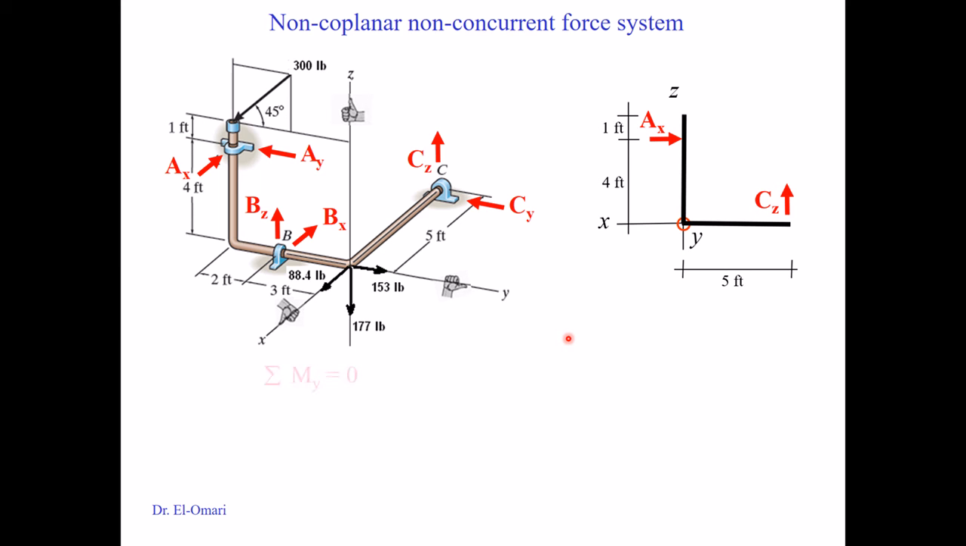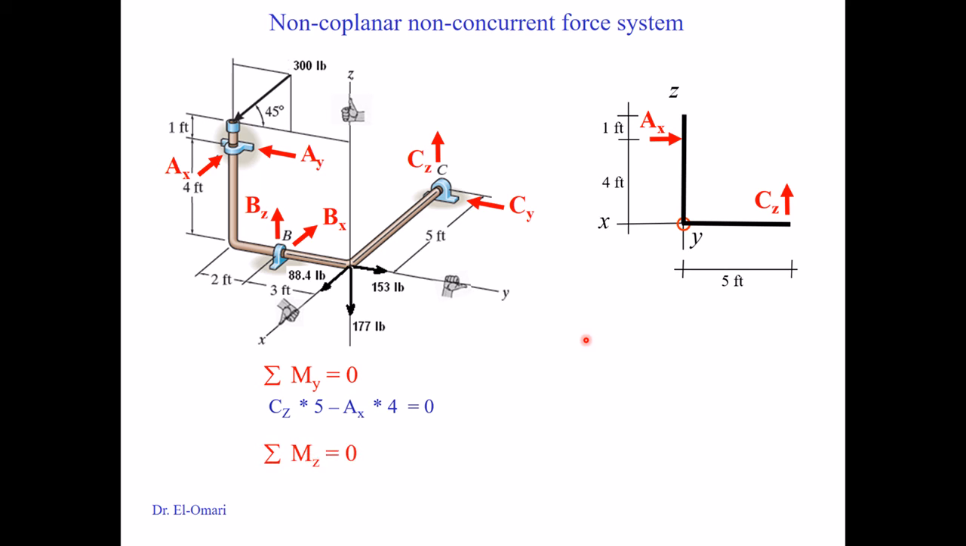So if I need to write the equation for the Y, I can simply, again, use the right hand rule, rotating in this direction, which means that it's also counterclockwise, positive, and I can write the CZ times the 5 and the AX times the 4, and this is the fifth equation.